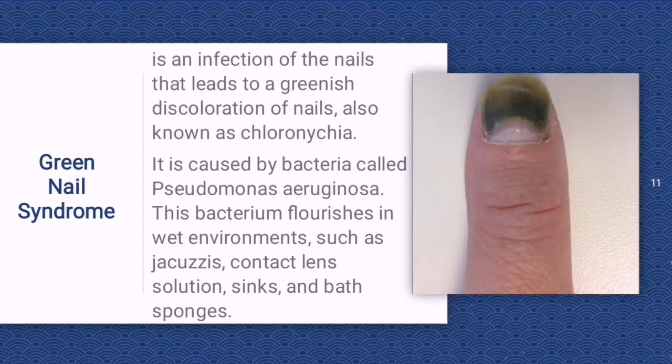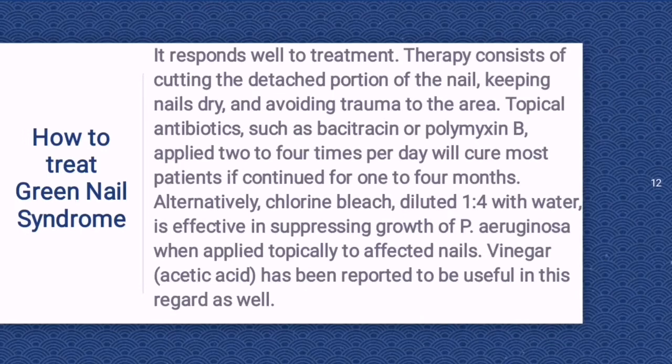It is caused by a bacteria called Pseudomonas aeruginosa. This bacterium flourishes in wet environments such as jacuzzis, contact lens solution, sinks, and bath sponges. The question is, how do we treat green nail syndrome? Fortunately, it responds well to treatment. Therapy consists of cutting the detached portion of the nail, keeping nails dry, and avoiding trauma to the area.